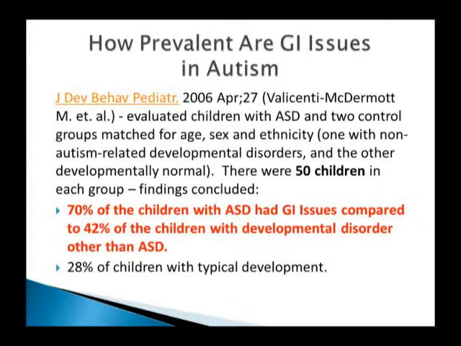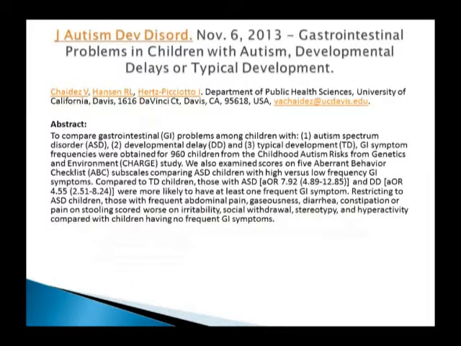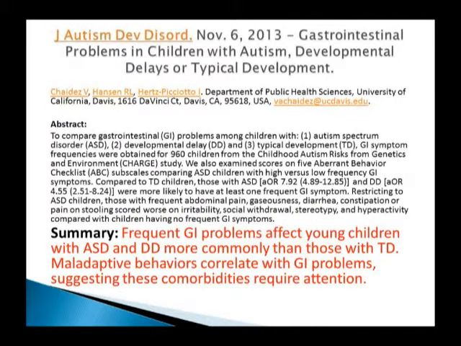And then that was backed up in 2013 in a journal article looking at gastrointestinal problems in children with autism. Essentially they found very similar results, that frequent GI issues affect young children with autism and developmental disorders much more commonly than typically developing children. So that brings us back to the whole discussion about comorbid issues.